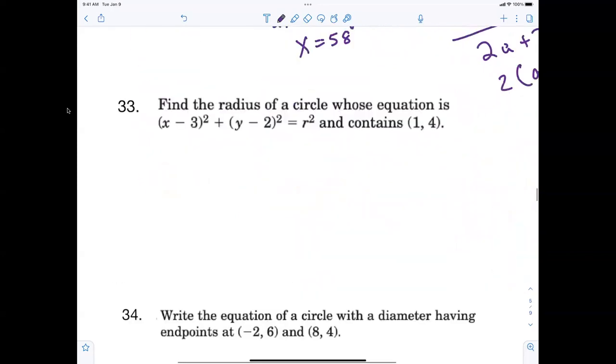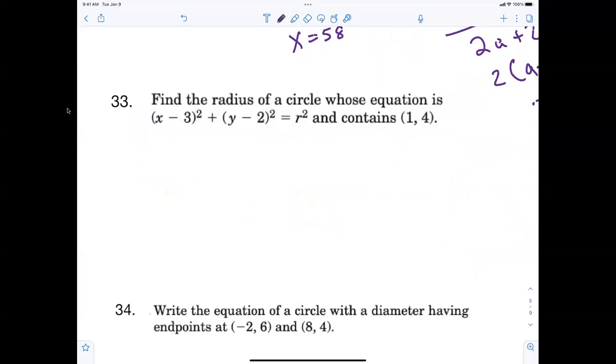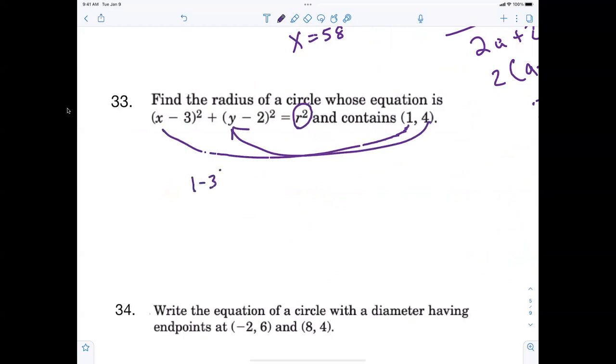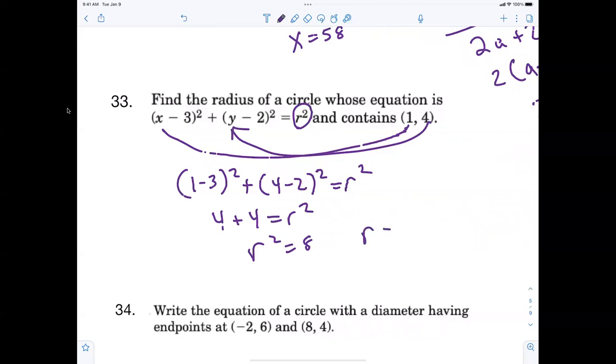All right, let's knock out 33. Find the radius of a circle whose equation is that. All right, so does everybody agree we're missing r squared? So 1 goes in for x and 4 goes in for y. So 1 minus 3 squared plus 4 minus 2 squared equals r squared. 4 plus 4 equals r squared. R squared equals 8. So the radius was what? Radical 8, which is the same as what? 2 radical 2. Anybody have any questions with 2 radical 2?